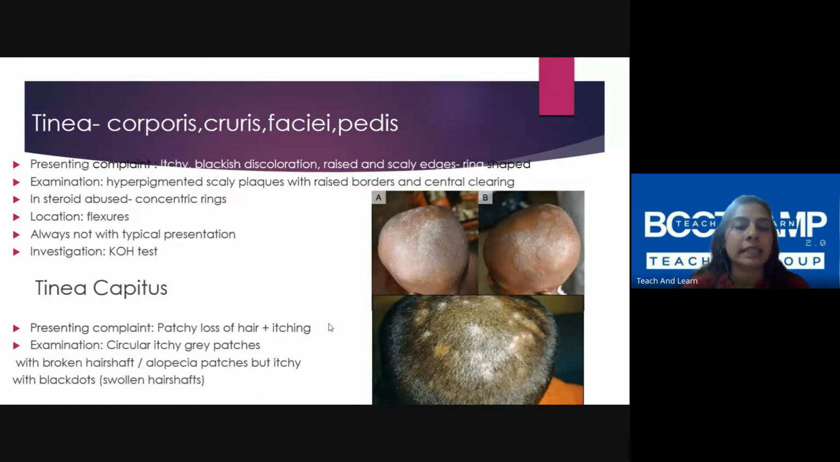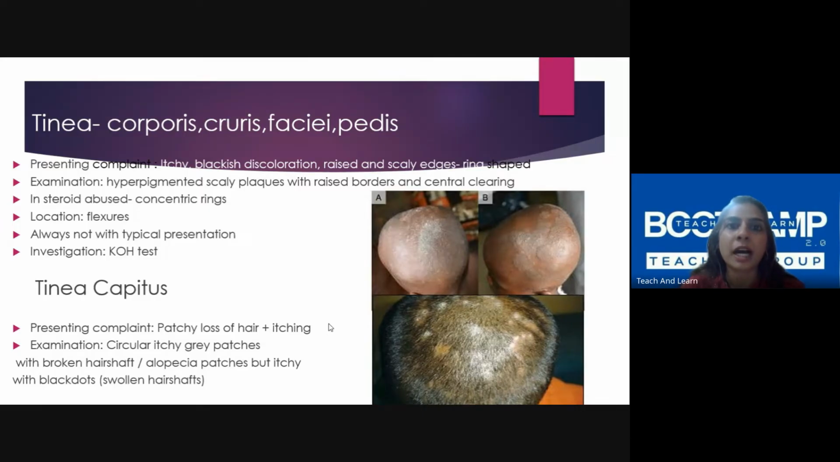Now, what is Tinea capitis? It is tinea infection on the head. Presenting complaint would be patchy hair loss with itching. It is most commonly presented among children. If there is hair loss, you have to go and examine. Ask them whether there is itching or not. Ask them when it started.